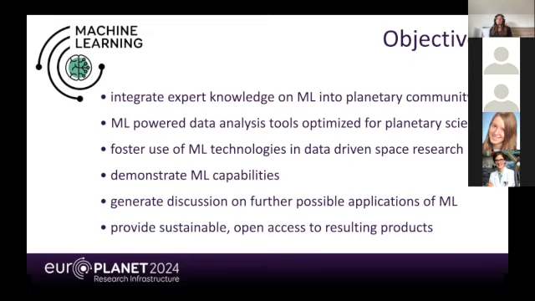So in our work package, we develop data analysis tools that are optimized for planetary science, and we want to promote and foster the use of machine learning and data-driven space research. And also we want to show what machine learning is capable of. We also want to ignite a further discussion about more applications of machine learning in different areas of science. As I said, we develop data analysis tools. We call them machine learning pipelines in our work package, and they are completely open source. They are freely accessible, and everybody can use them, modify them. So this is also one key point here in Europlanet, that all of the tools and services we develop are freely available to everyone.